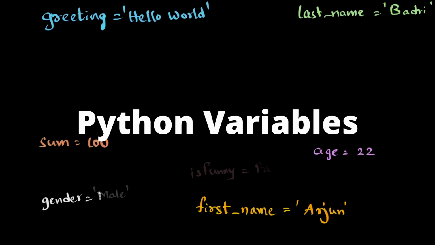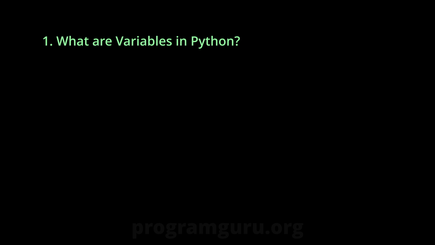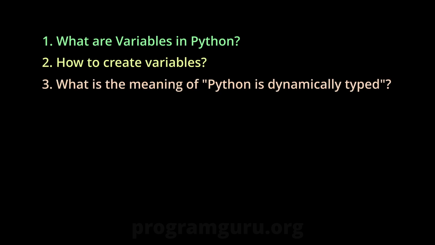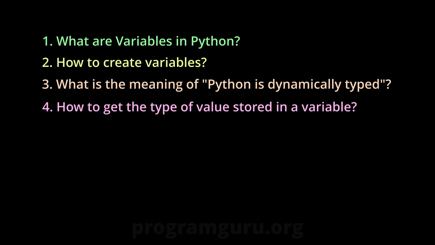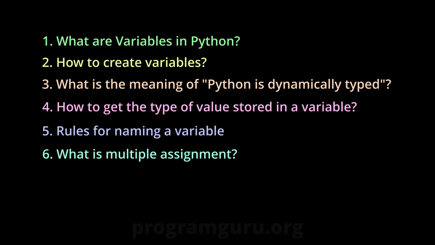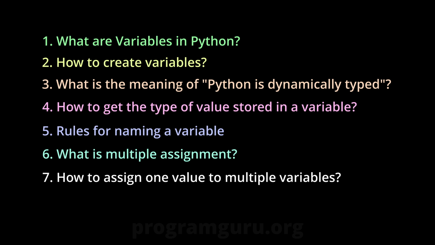In this video, we will learn about what are variables in Python, how to create variables, what is the meaning of Python is dynamically typed, how to get the type of value stored in a variable, rules for naming a variable, what is multiple assignment, how to assign one value to multiple variables, and global variables.